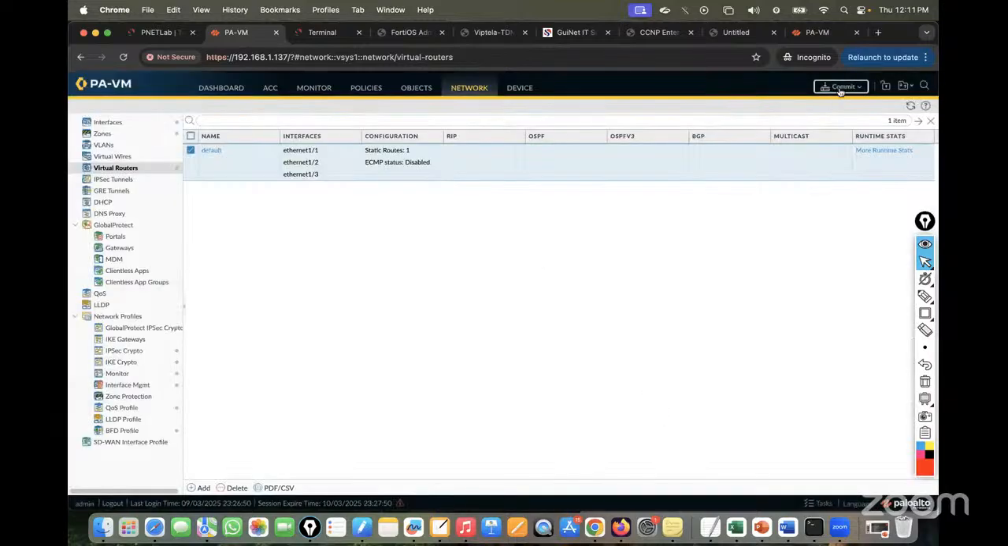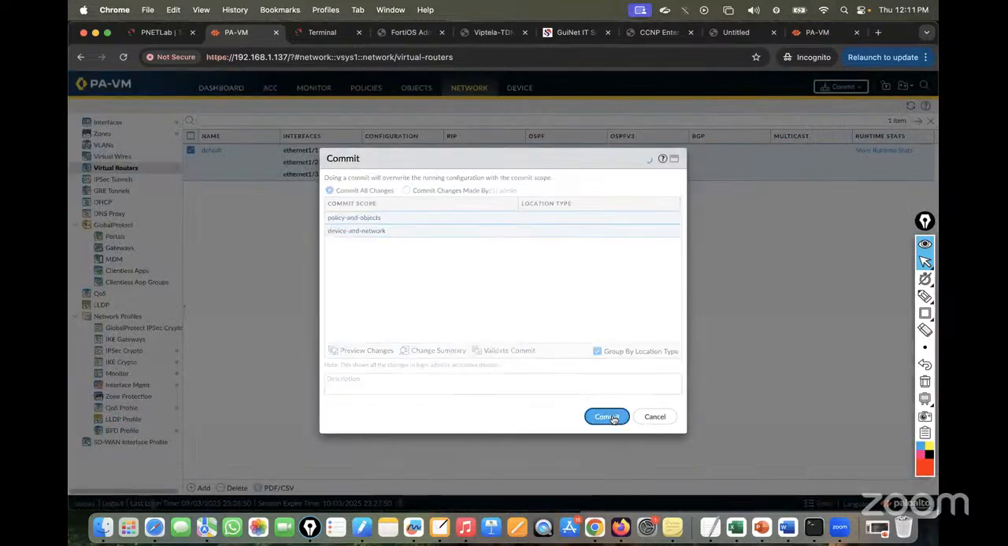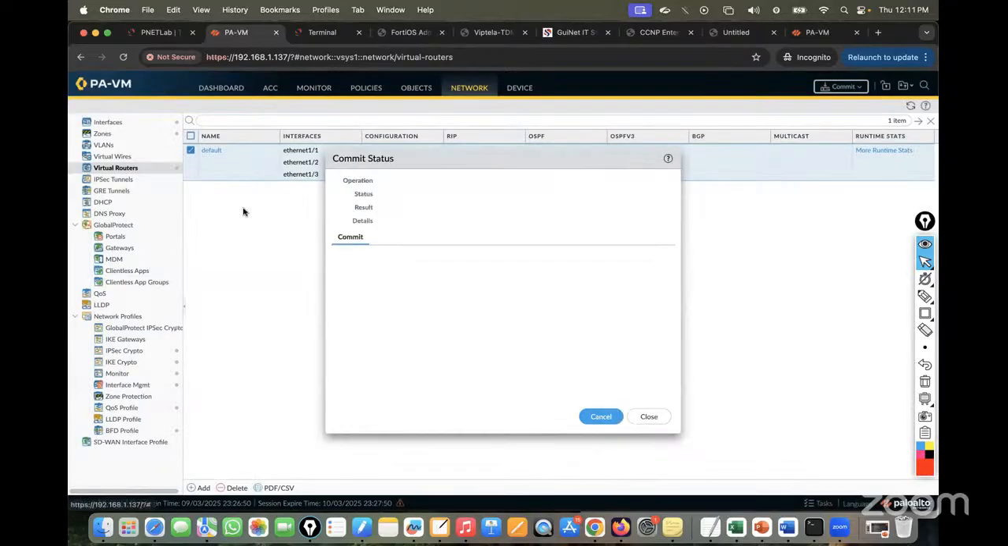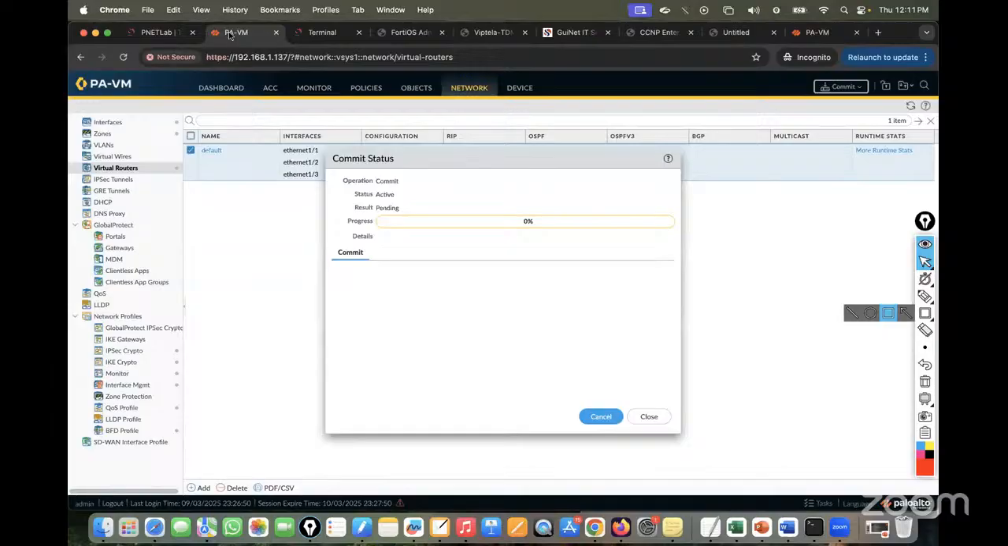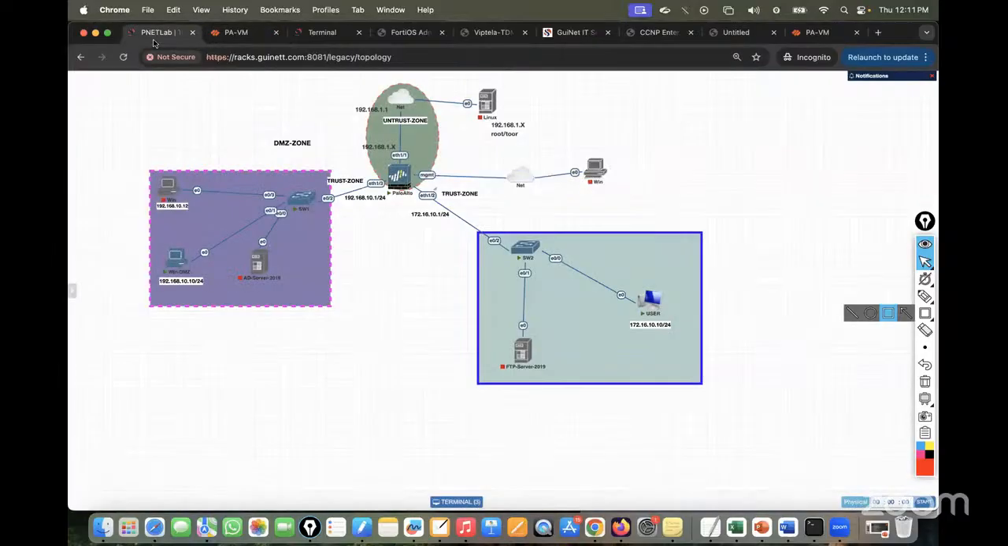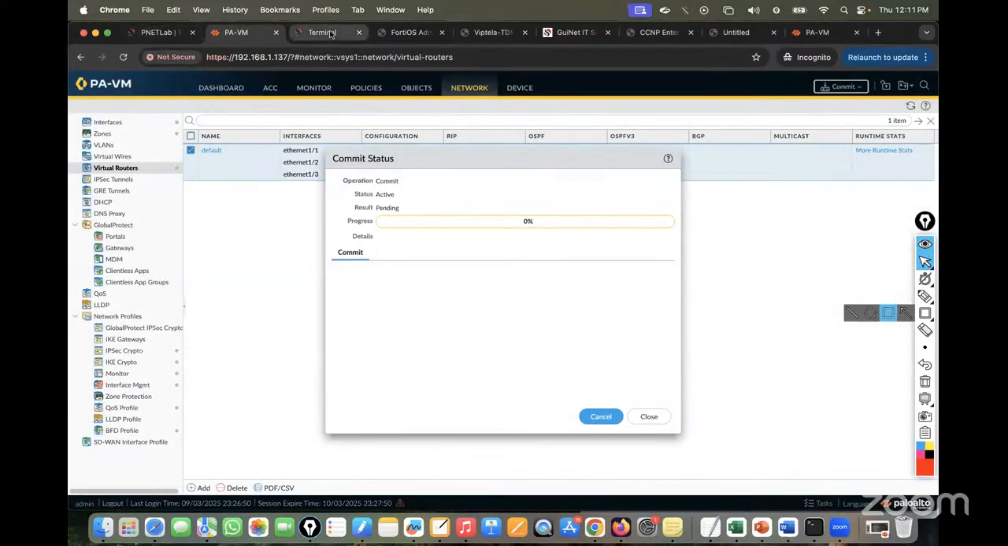If I commit here, it is not going to work because we have the intra-zone policy. We did the routing. We did not do the NAT and security policy, so it is not going to work for me. We have to complete my security and NAT policy. Then only this PC is going to be on the internet.